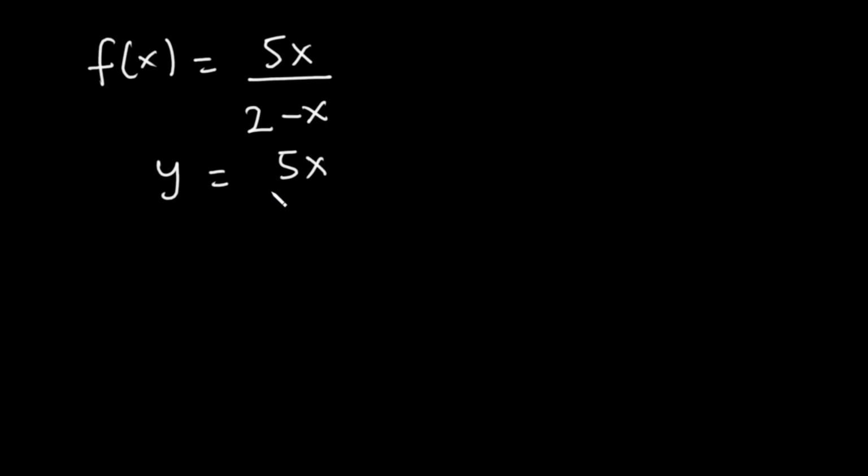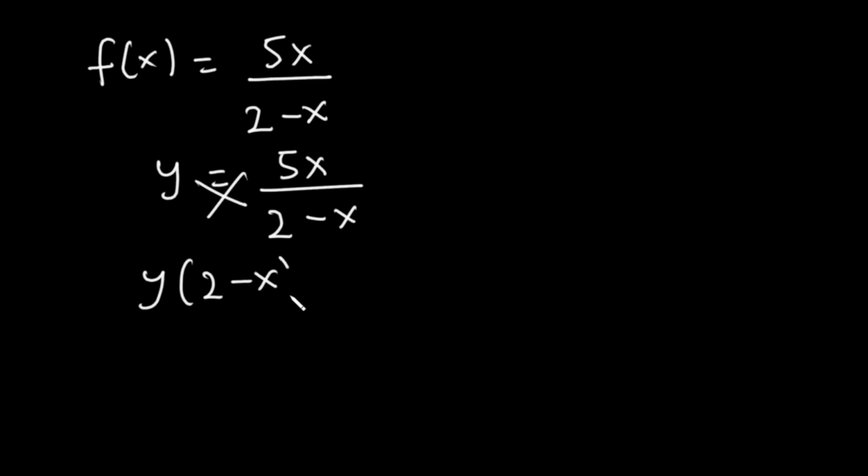Let's try this one. Given a function f of x is equal to 5x divided by 2 minus x, how do we solve for the range? As usual, we are going to represent f of x with y and then make x the subject. So y is going to be 5x divided by 2 minus x. Now we are going to cross multiply. So we are going to have y into bracket 2 minus x to be equal to 5x. Y times 2 is 2y, and then y times x is xy, which is equal to 5x.